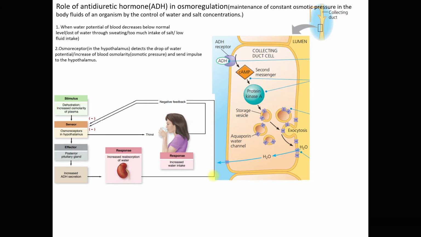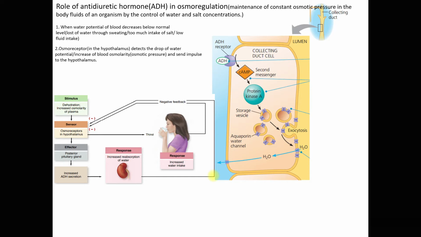So when your blood water potential decreases below the normal level, the osmoreceptor in your hypothalamus will detect the drop of water potential. Now, another word for the drop of water potential is the increase of blood osmolarity, or blood osmotic pressure.